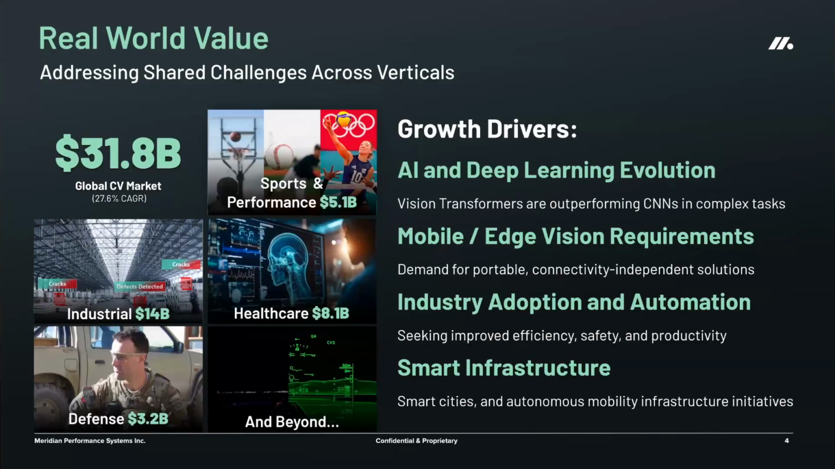We are targeting many verticals that have a huge market opportunity for computer vision. Now, there are several growth factors among these that make computer vision relevant. Well, one is just generally improvements in deep learning for computer vision. So there's a classic technique called CNNs. That's a deep learning technique, and it's being supplemented by something called visual transformers.